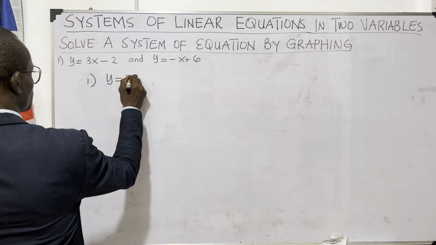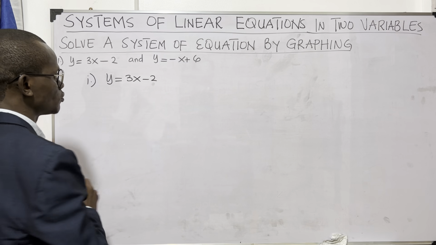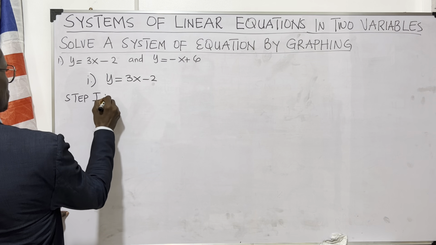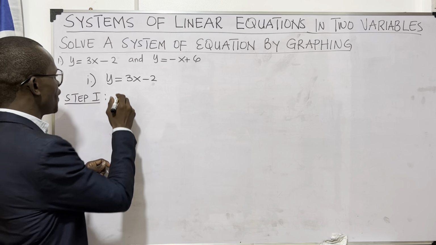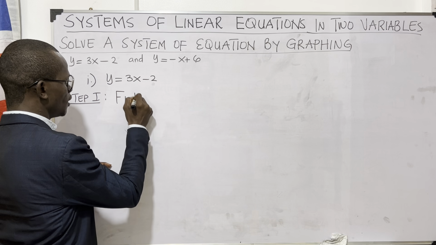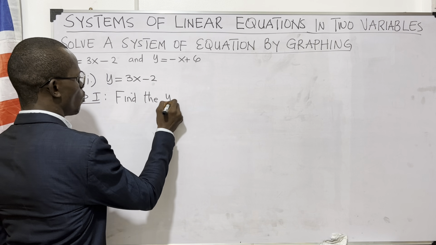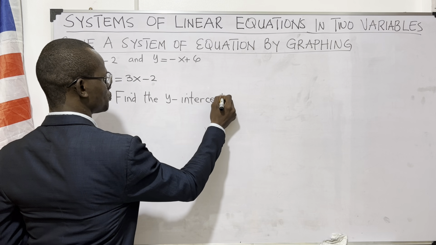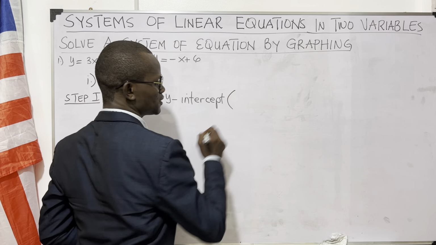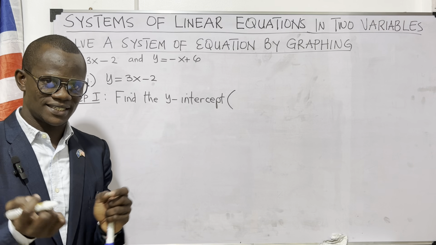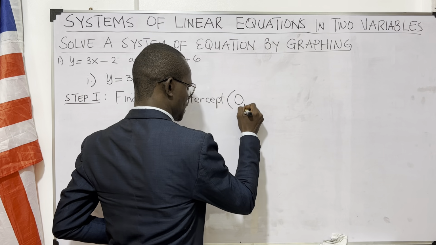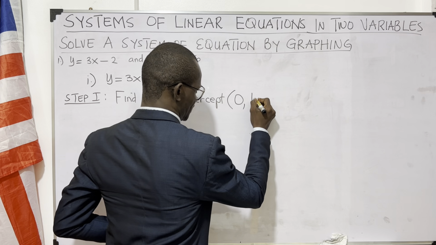So we consider the first equation, y equals 3x minus 2. Step one, find the y-intercept.